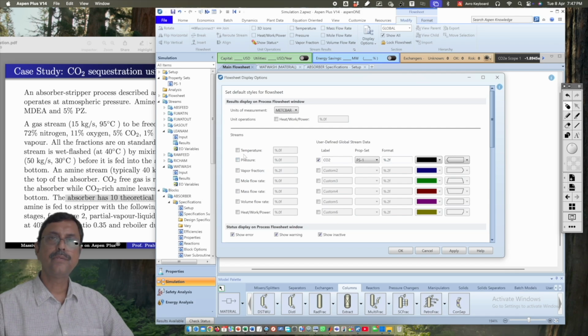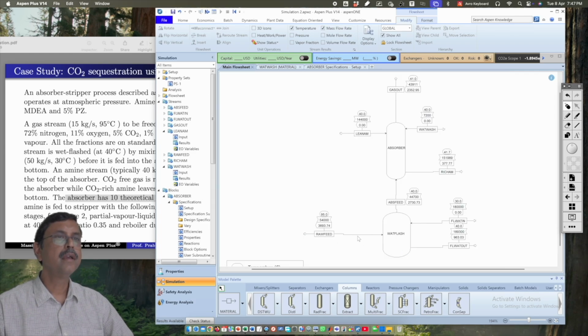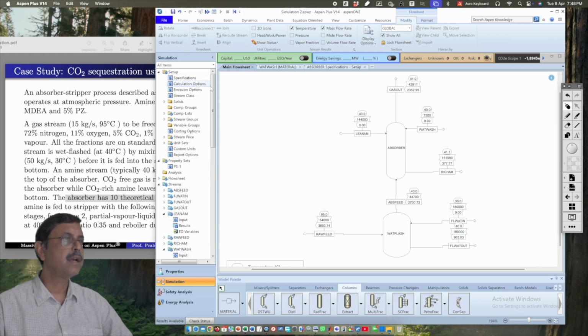And we do not need to see the temperatures, but we can see the temperature later if you want, with 1 digit after decimal point. Pressure we do not need to see because it is all atmospheric pressure. And mass flow rate, definitely we want to watch mass flow rate. Yes, the mass flow rate has been given in kg per hour.